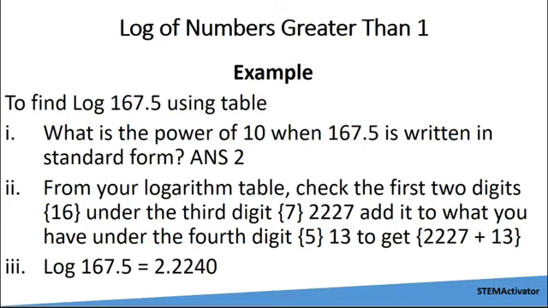So logarithm of 167.5 equals 2.2240. Quick one. What we did was we checked 16 under 7, difference 5. We added everything together. Then we checked the number when it is written in standard form. What will be the power? We have 2. That is the characteristic. Then we wrote the mantissa beside it. Thank you. Now, let's move to the next one, which is anti-logarithm table.